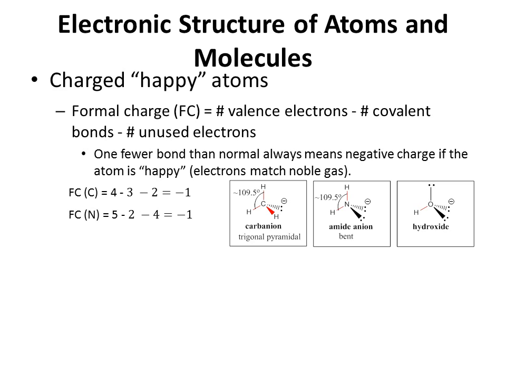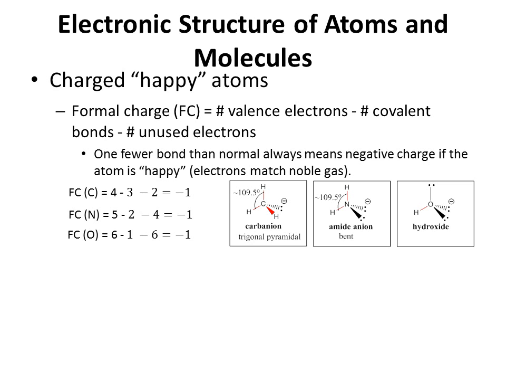For hydroxide, oxygen has 1 bond instead of the typical 2. It has 3 lone pairs. So now oxygen has 6 valence electrons, minus the 1 bond, minus 6 unused electrons. So that gives it a charge of -1. So you can see in all these cases, 1 fewer bond, and the atom has a negative charge if it's still happy.